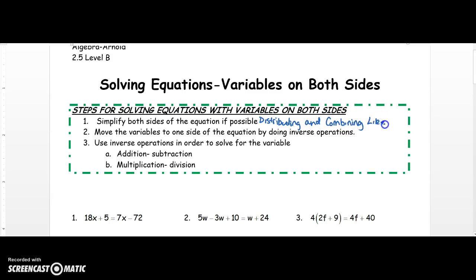We worked on distributing a little bit more last section of 2.5 level A. Today we're going to be doing both distributing and combining like terms. Step 2, you want to move the variable to one side of the equation by doing inverse operations. Then use inverse operations in order to solve for the variable. Remember with step 2, moving the variable to one side of the equation, if I were you guys, I would definitely always move it to one side of the equation, such as the left-hand side. So let's go ahead and get started.